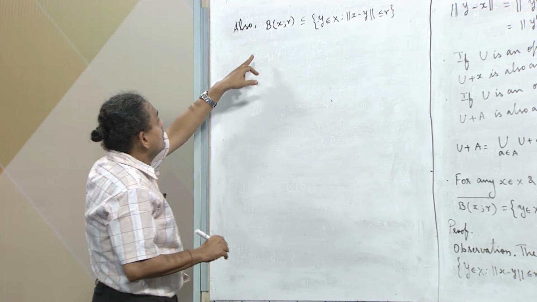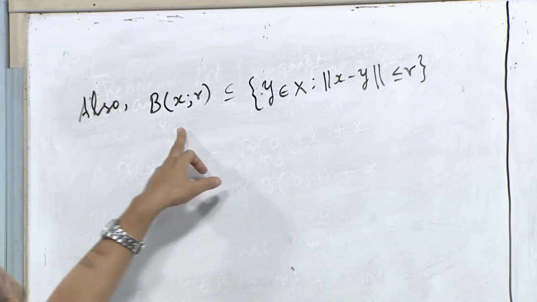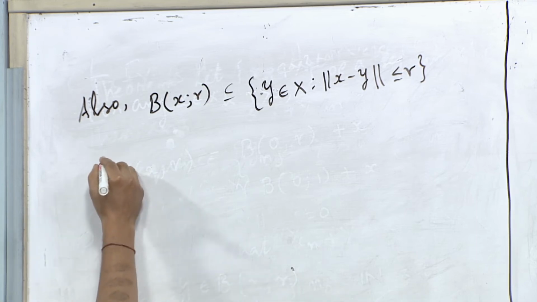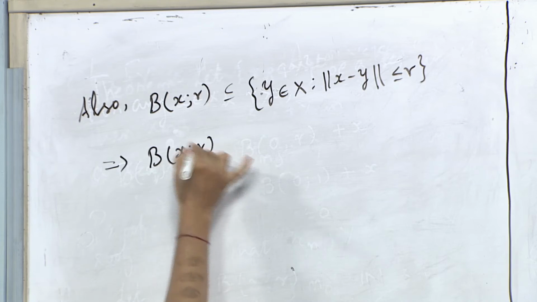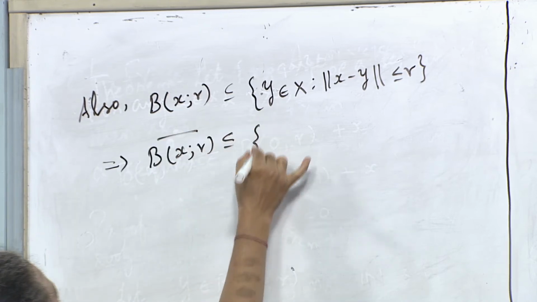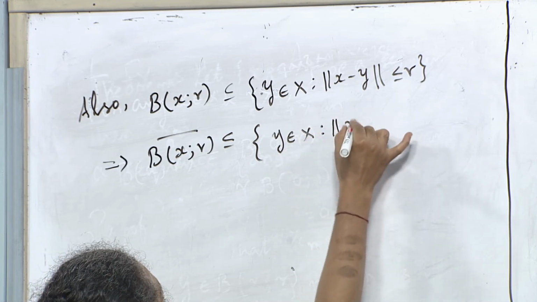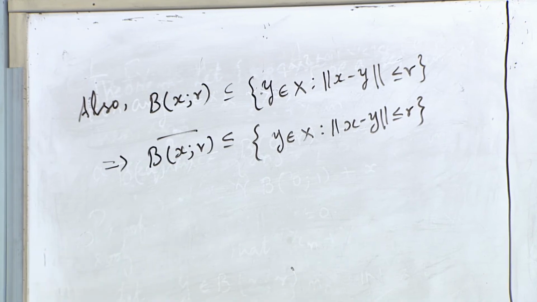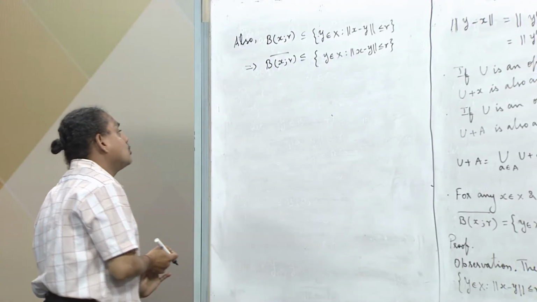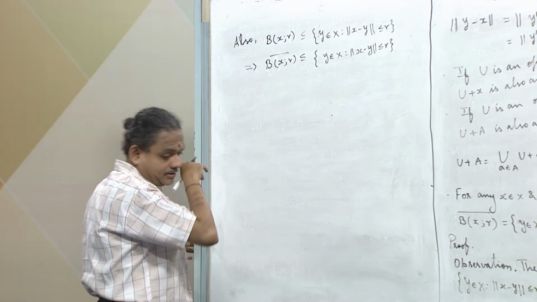So, now I have the ball with center at x and radius r, which is contained in a closed set, and therefore that will tell us that the closure of this ball is contained in this set. So, one part we have proved. We need the other way inequality, or the other way inclusion.